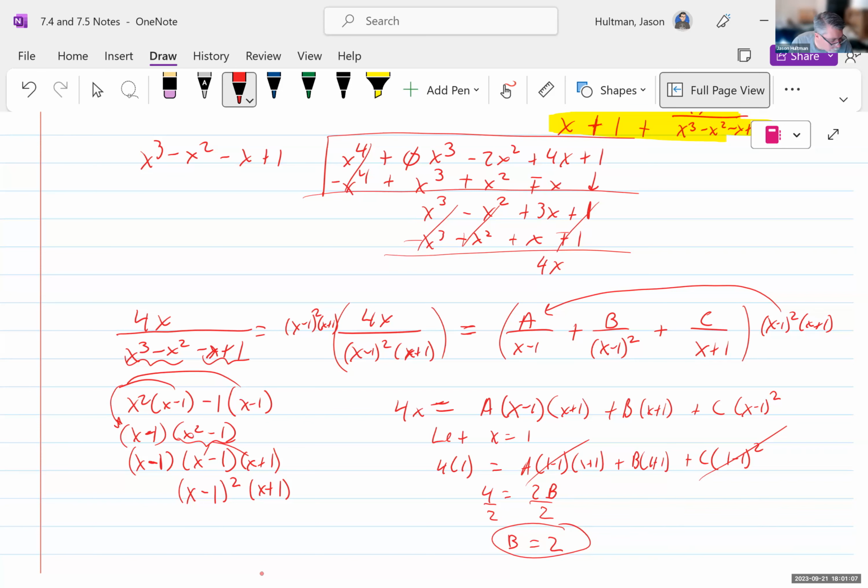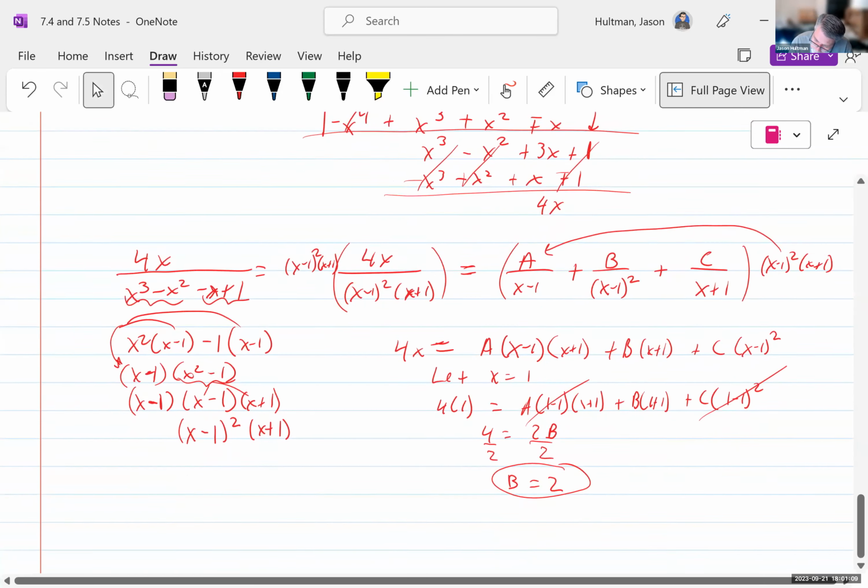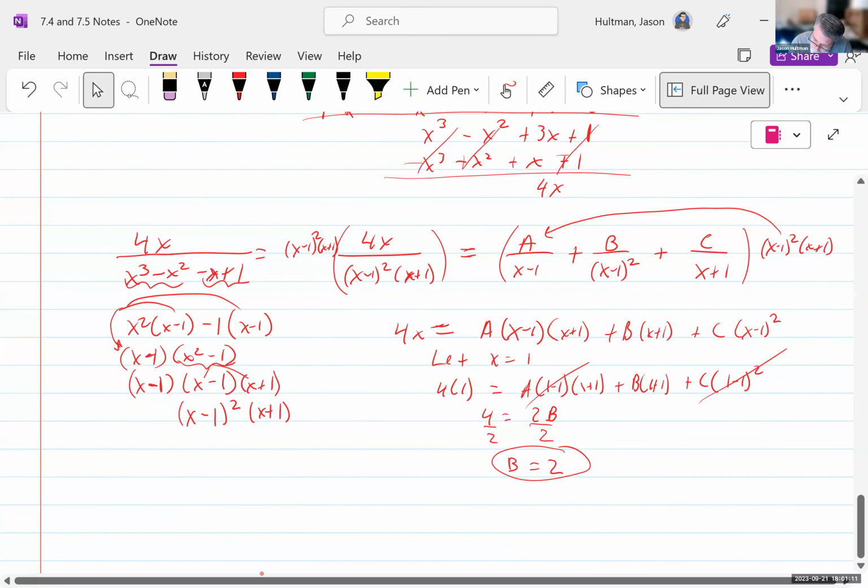Okay, the next thing I want to do is cancel out that b term. So instead of letting x equal 1, I'm going to let x equal negative 1.